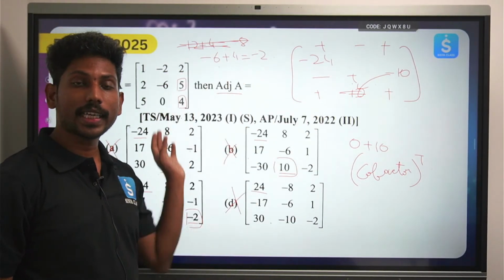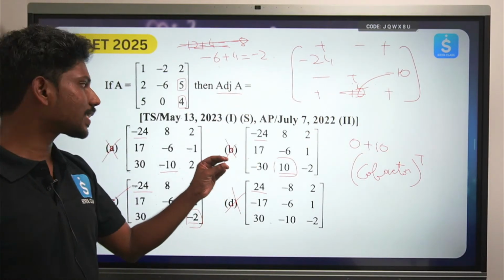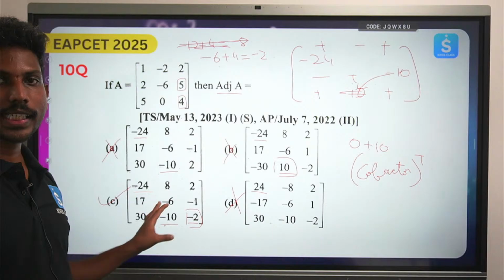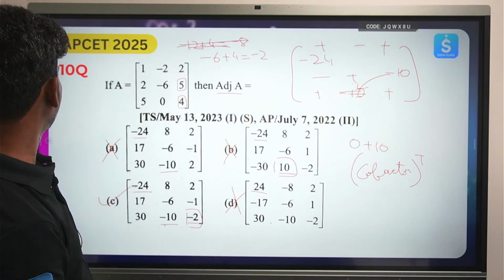So here we didn't calculate the entire cofactor matrix, the entire adjoint of A. We are just trying to find those values. These are the culprit values we have found and we got the answer. Simple, easy and very easy.